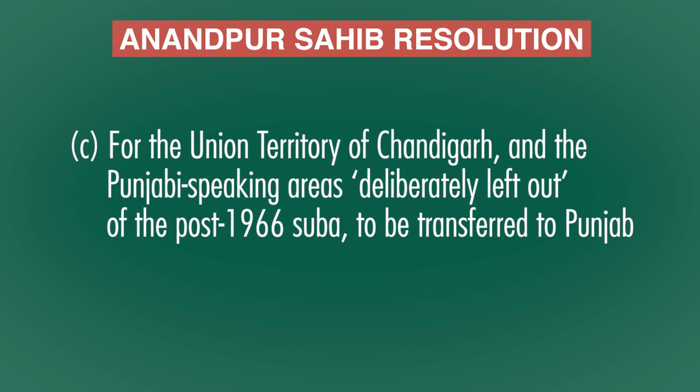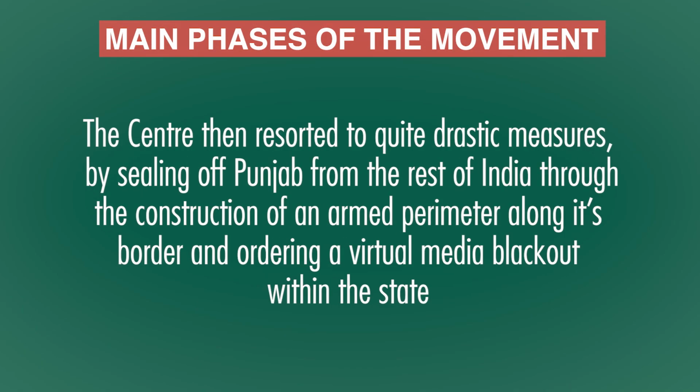be transferred to Punjab. But nothing was actualized, and this led to violent demonstrations in Punjab with Rail Roko, Rasta Roko and Kam Roko agitations. It was followed by the Indian state retaliating by imposing President's rule in Punjab. The centre resorted to further drastic measures, sealing Punjab off from the rest of India through the construction of an armed perimeter along its border, ordering a virtual media blackout within the state.